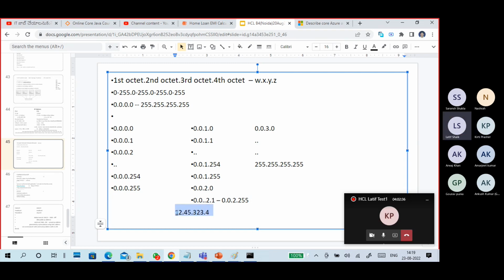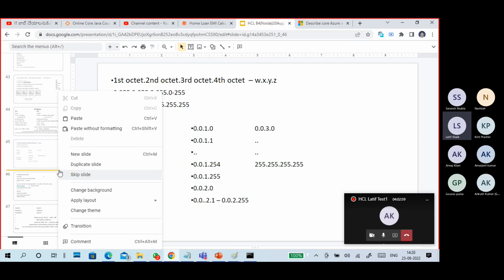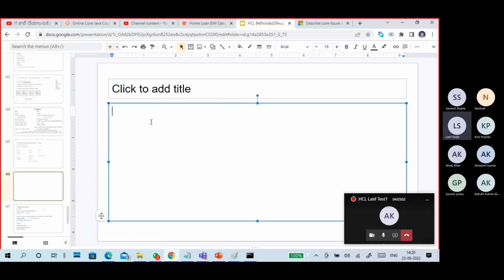Any octet, either starting or ending, should not cross more than 255. Like this: 120, good. 220, good. 320, not good. It should not be more than 255. That is the first rule of an IP address, to identify whether it is a correct IP or a wrong IP address.